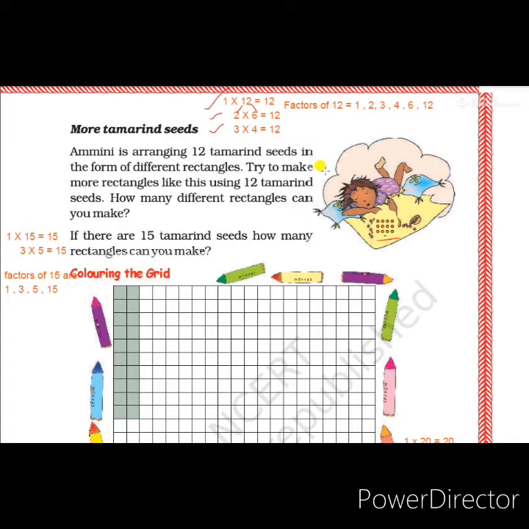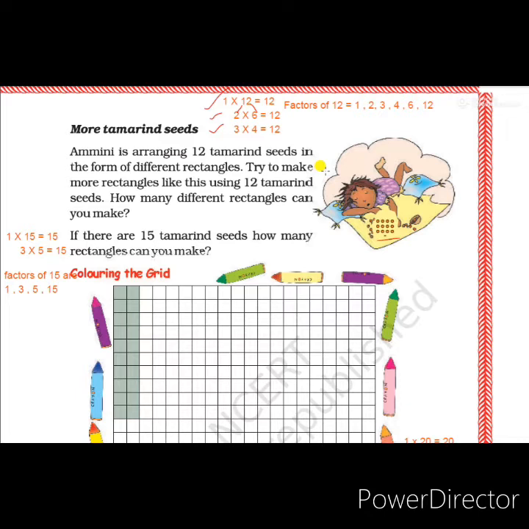When we made the third group, there were 4 tamarind seeds in 3 lines. So 3 fours are 12, which means here 3 and 4 are whole numbers. They are the factors of 12, and 12 is the product of 3 and 4 also. 12 is the fourth multiple of 3, and 12 is the third multiple of 4. So now you understand the difference between multiple and product.